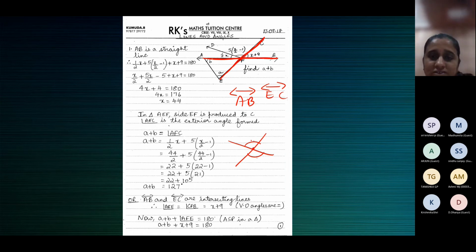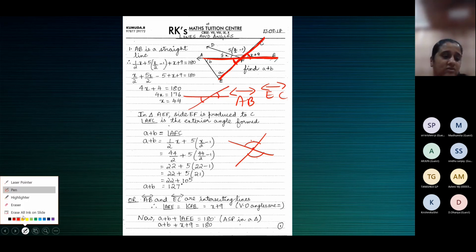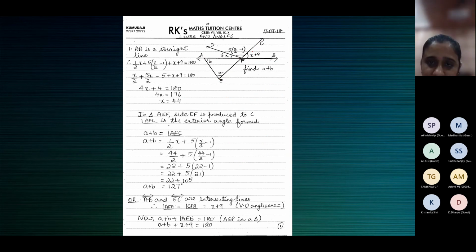See here, this is the X. Can you see the X? I've marked the X here. Intersecting lines. So the vertically opposite angles, this angle and this angle, are equal. The X is like this. There is one line like this. This angle and this angle are vertically opposite angles, so they are equal. Whatever I've marked there, that's what I've written here.